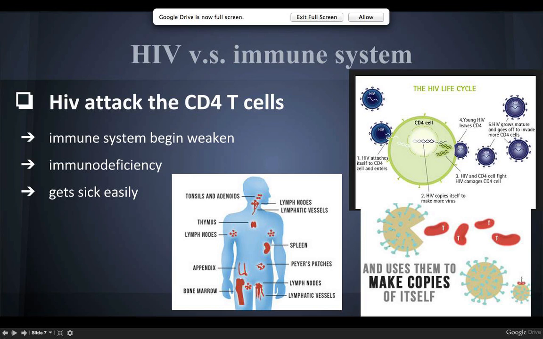When a person is infected with HIV, it really won't show symptoms, and you won't notice for years. After many years, the CD4 T cells will decrease and become fewer, and so eventually you will get sick and AIDS will appear.